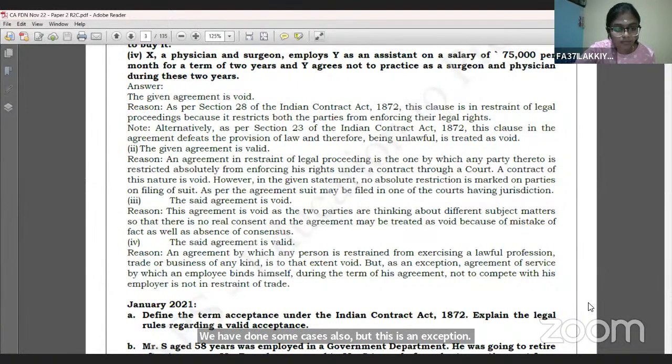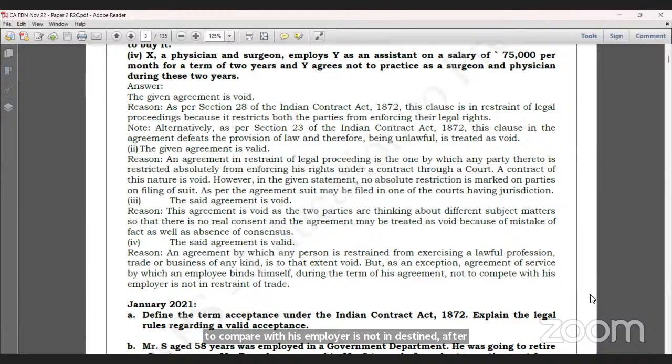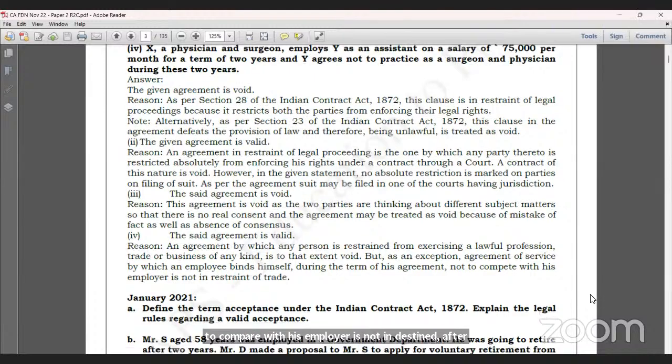Reason: an agreement by which any person is restrained from exercising a lawful profession, trade, or business of any kind is to that extent void. But as an exception, an agreement of service by which an employee binds himself during the term of his agreement not to compete with his employer is not in restraint of trade. So this is not in restraint because it's an exception to the agreements in restraint of trade.